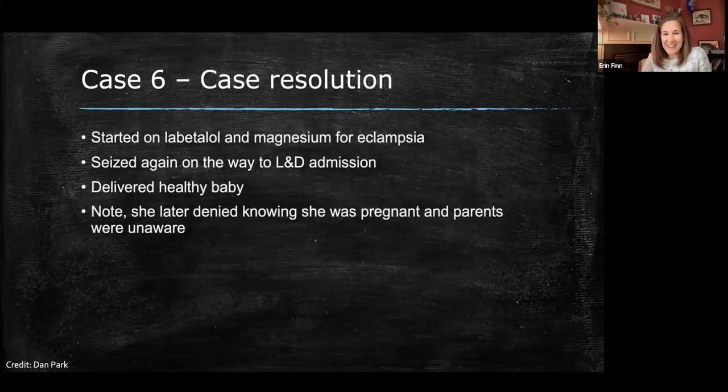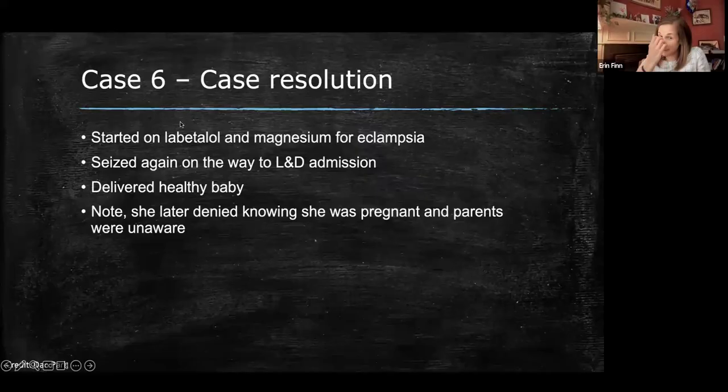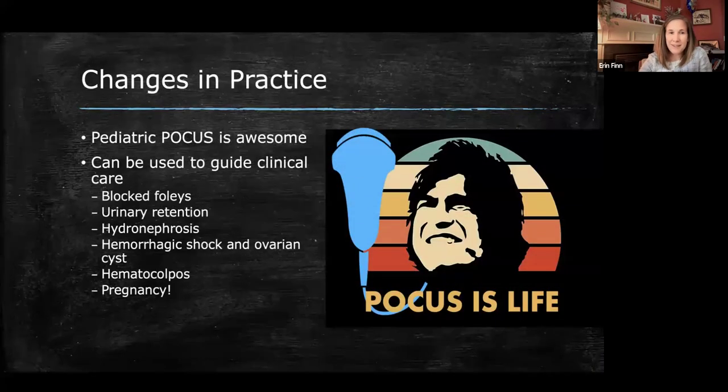All right, great. So then what does she have then? Why is she seizing and hypertensive? She's got eclampsia, preeclampsia. Yeah, she's got eclampsia. So as soon as they saw that, they were like, whoa, hold on. Treated her for eclampsia, and then she seized on her way to L&D again, and then had a healthy baby. And then that cured everything. When they asked her later, she did not know she was pregnant, and her parents were unaware that she was pregnant.